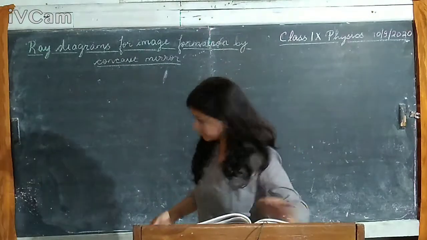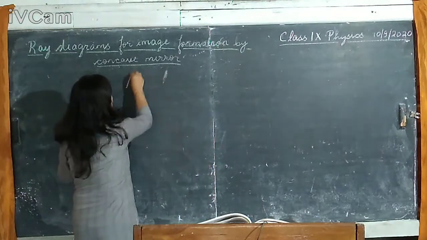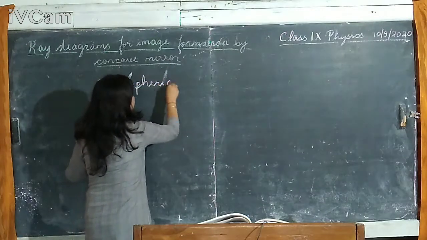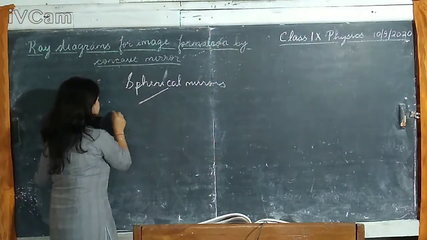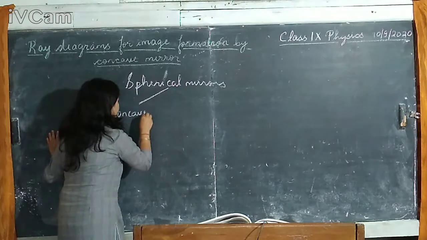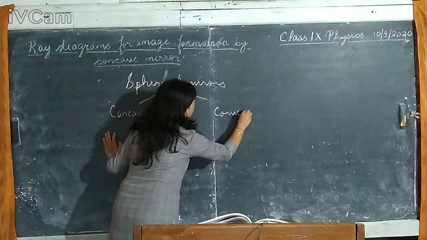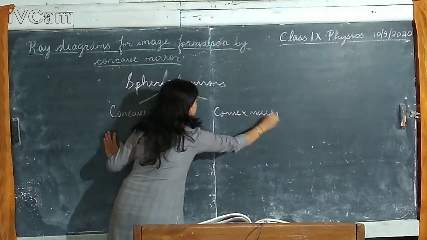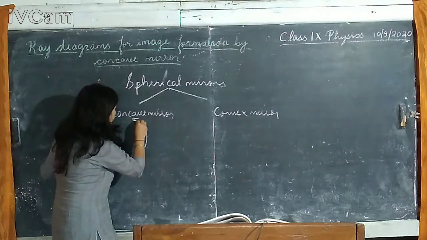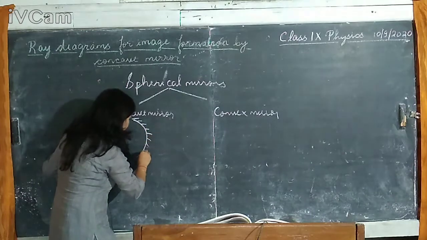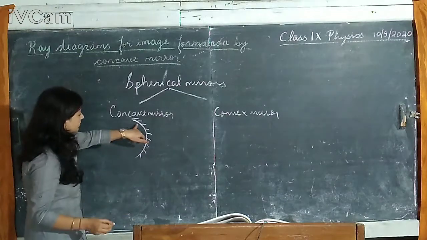Now I'll be just giving you a brief introduction to the two types of mirror. Spherical mirrors are of two kinds. One is concave mirror and the other one is convex mirror. Concave mirror is a part of a sphere, and if you have the outer side polished in silver, then this type of mirror is called concave mirror. That means the reflection will occur from the inner side.